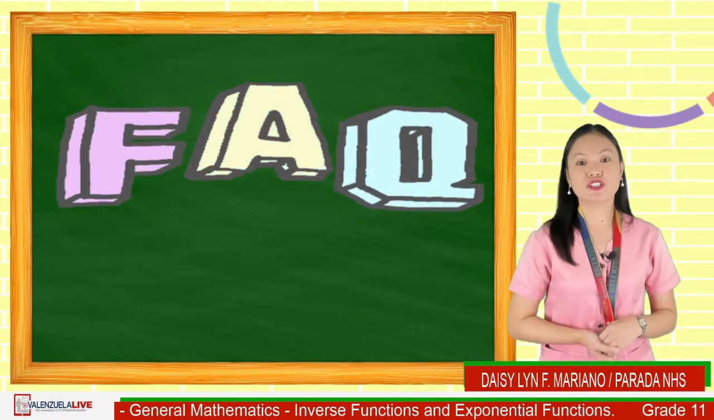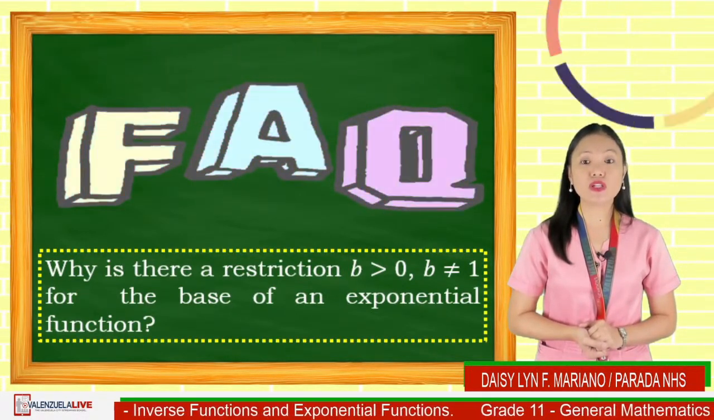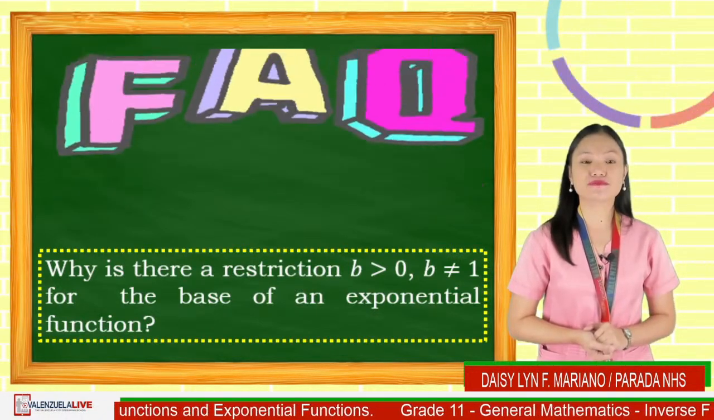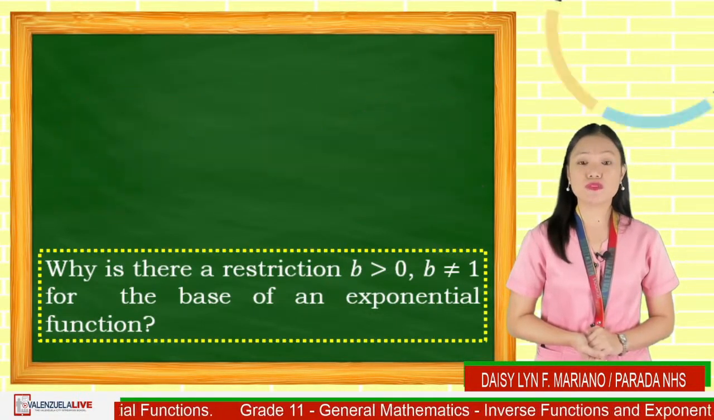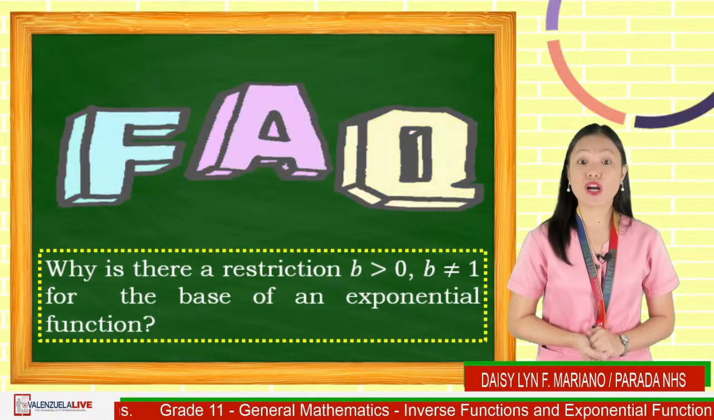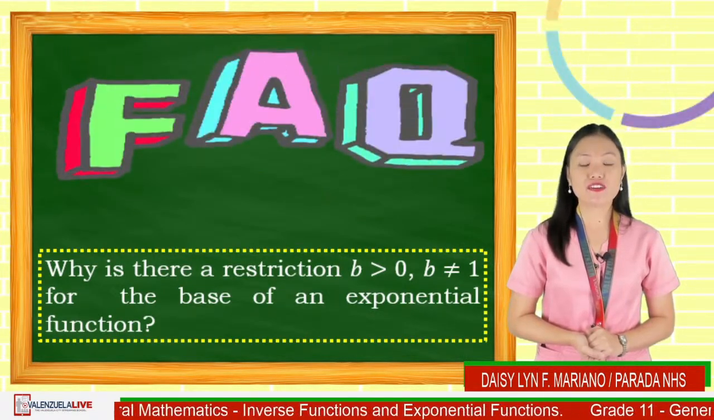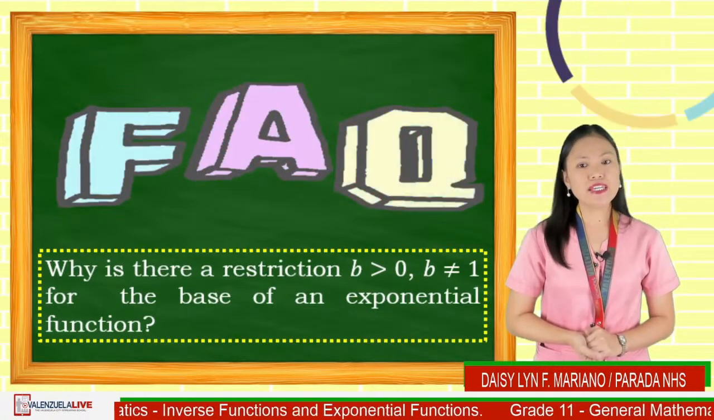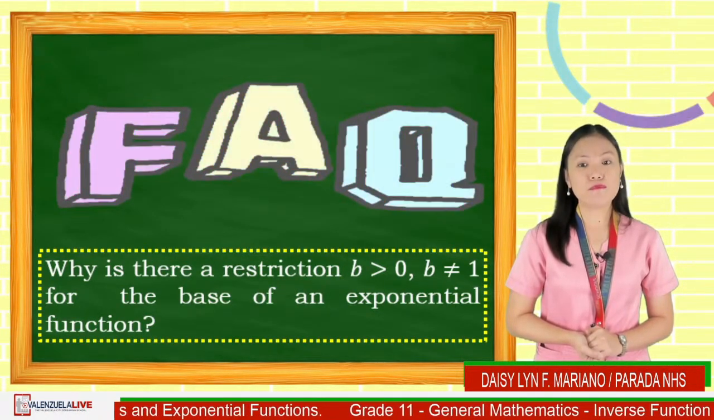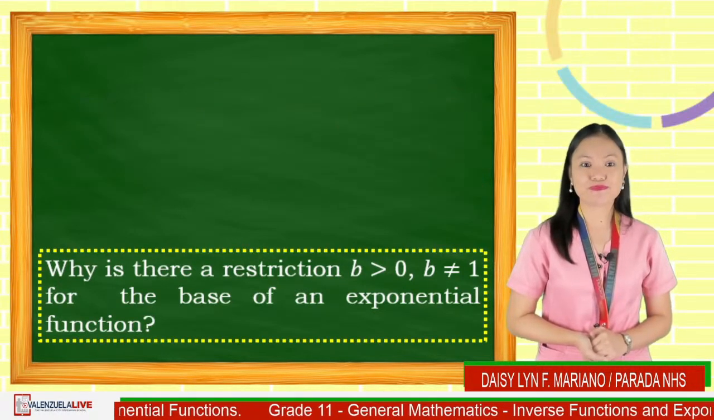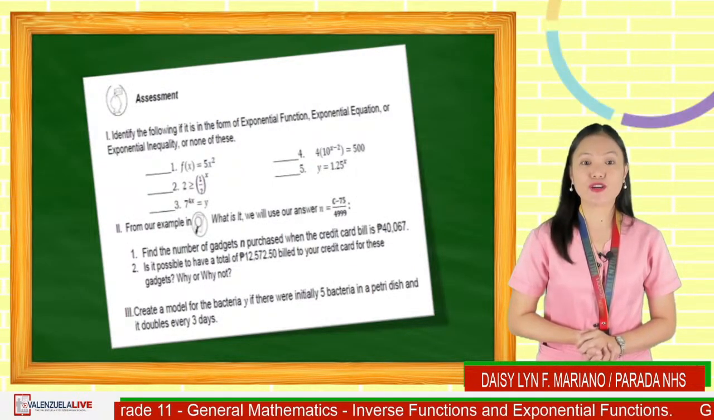Second and last question. Why is there a restriction, b is greater than 0 and b is not equal to 1, for the base of an exponential function? First, if b is equal to 1, then we're going to have a constant function, since 1 raised to any real number x is 1. Also, b cannot be 0, since 0 raised to any real number x is either 0 or indeterminate. b cannot be negative as well, because a negative number raised to some particular real number may result to a non-real number.